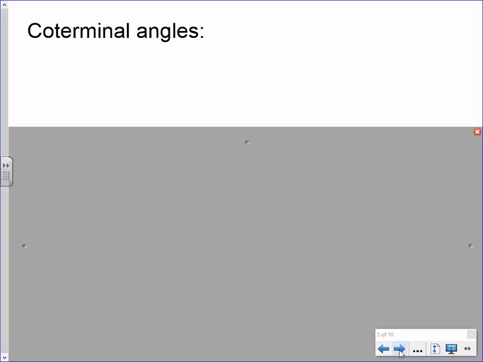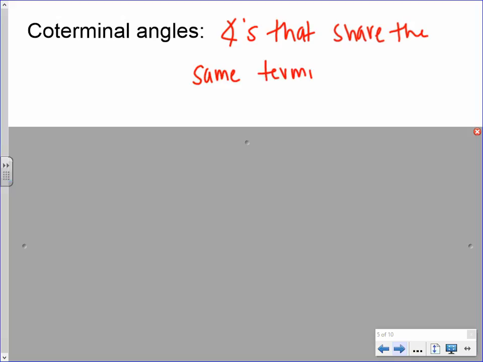We said angles that have the same terminal side. Angles? That's my angle symbol. Did you guys get that? Looks like an angle. Okay. Angles that share the same terminal side. Is that what you said? Is there an example you can think of for me?